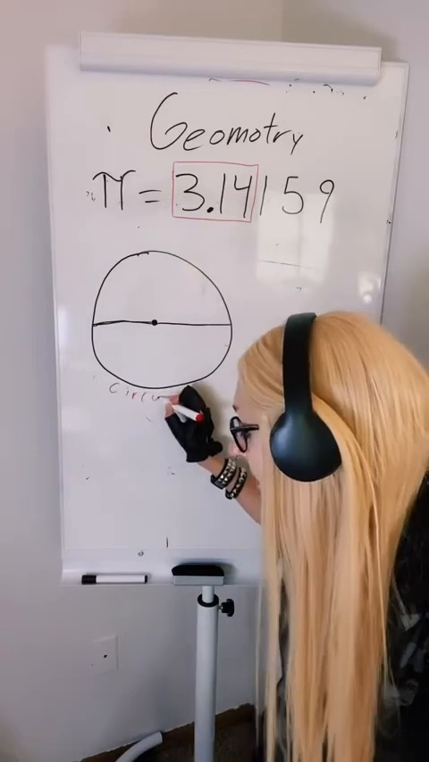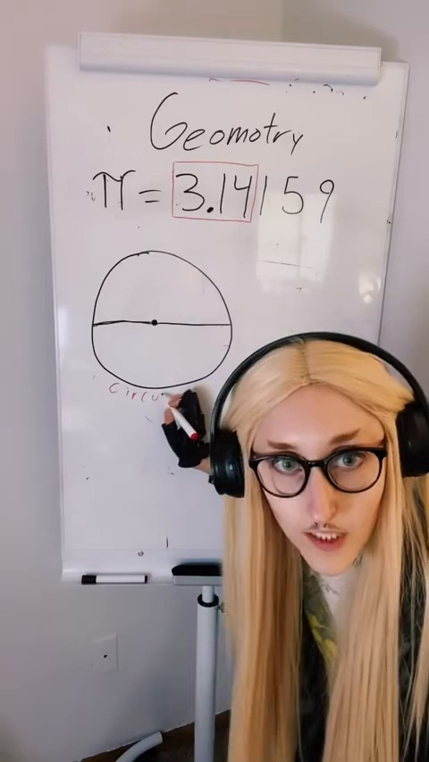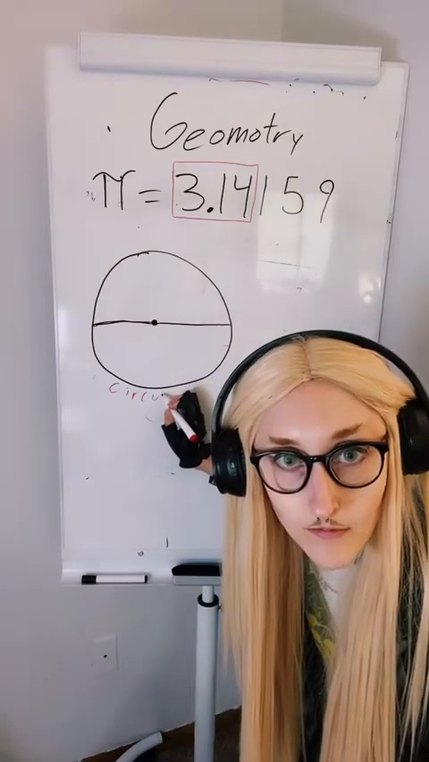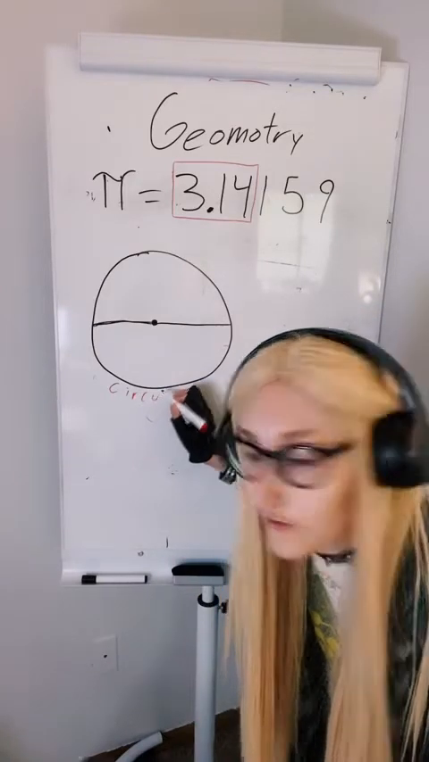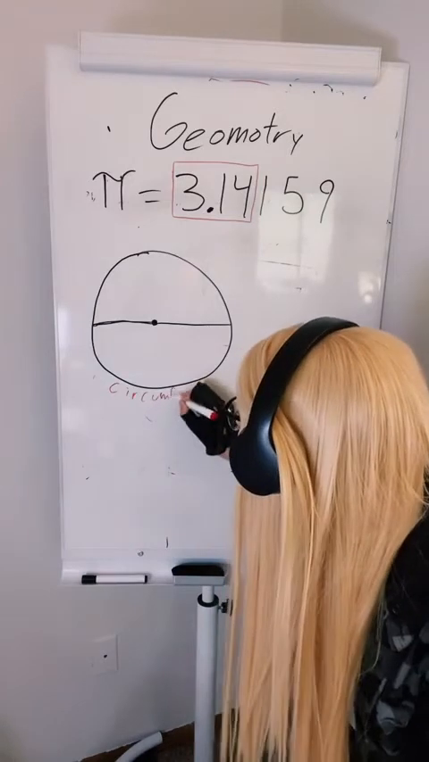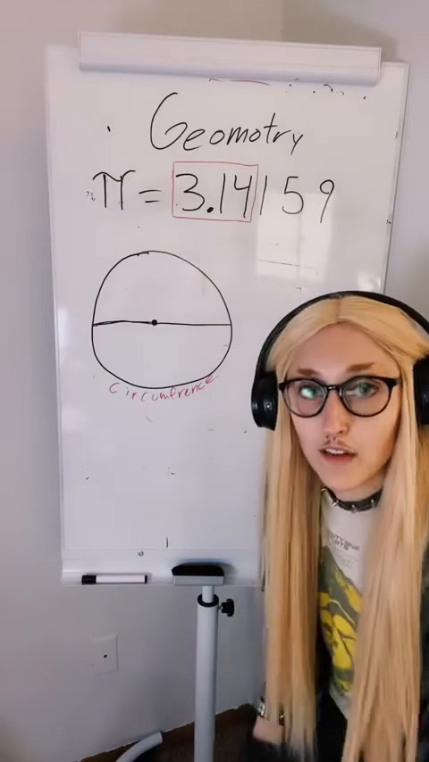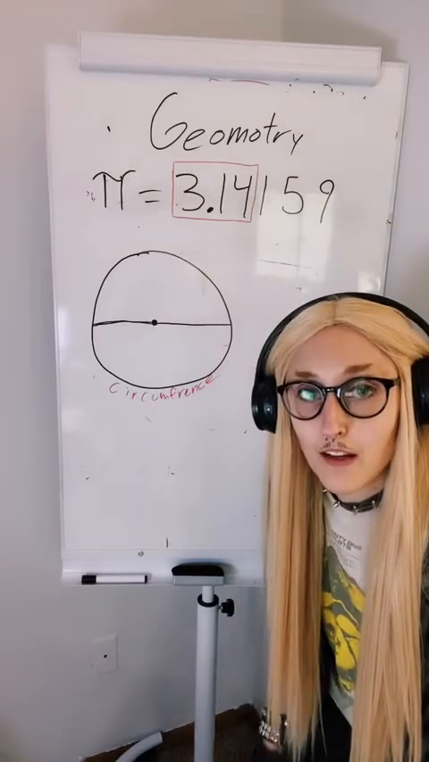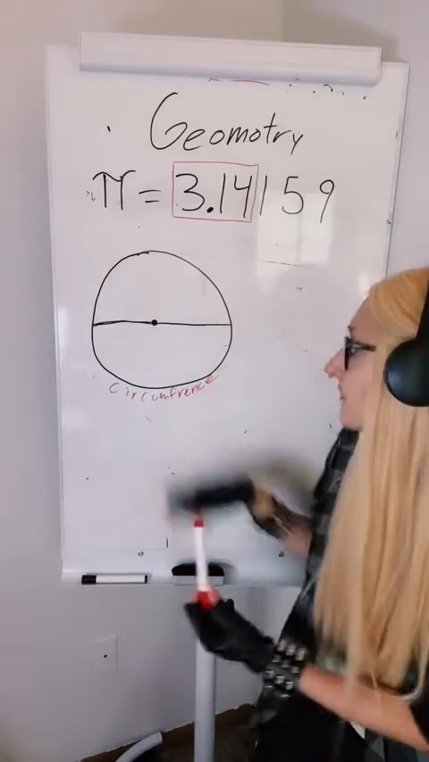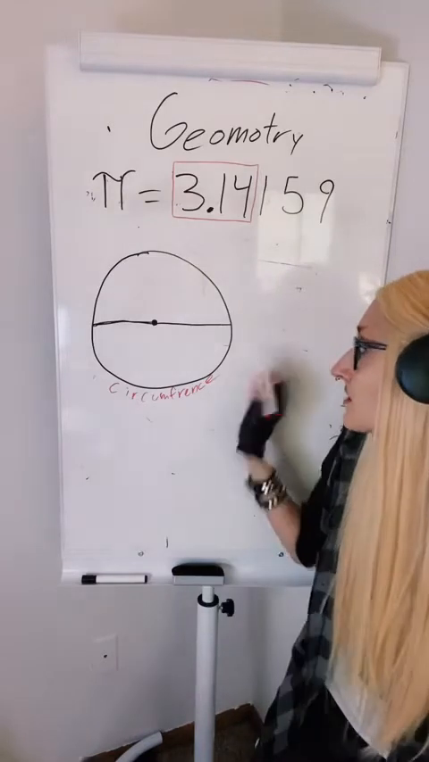I don't know how to spell it. Can someone spell it out for me? I'm really bad at spelling. I'm so sorry. Circumference. Sorry. Thank you. Circumference. I'm sorry if I ever misspell anything on here. I'm very bad at spelling. So we call the outside of the circle our circumference.